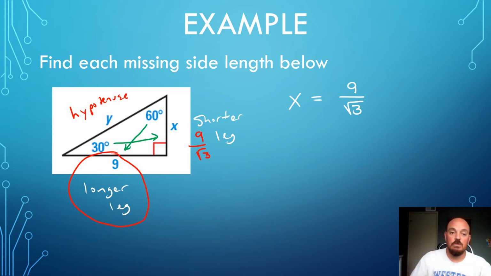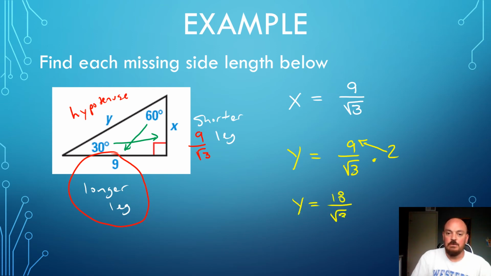But once you know the shorter leg, the rule was the hypotenuse is always twice that, times 2. So to find the hypotenuse, which is y, I'm going to take the shorter leg, which is 9 over radical 3, and multiply it by 2. When you multiply a fraction by a whole number, you're basically just multiplying the top. 9 times 2 is 18. So I get 18 over radical 3, and that's my hypotenuse. So x is 9 over radical 3, and y is 18 over radical 3.